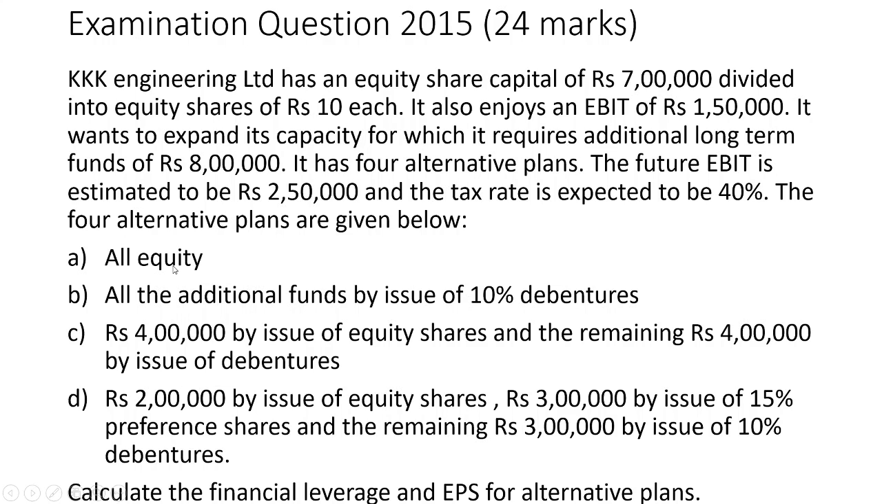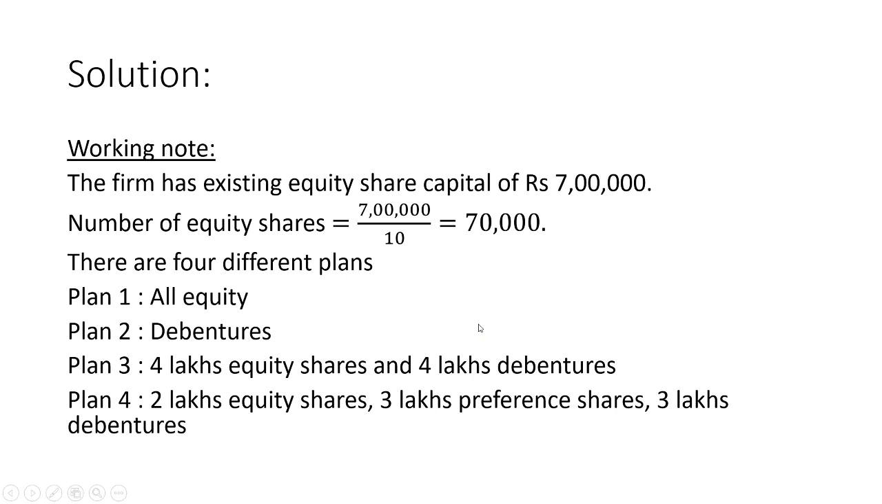There are 4 ways. First way, issuing all equity shares. Second one is issuing debentures. Third one is issuing equity shares as well as debentures. Fourth one is issuing equity shares, preference shares and debentures. So these are the 4 situations. So when the firm raises 8 lakh rupees, the EBIT of the firm is going to be 2,50,000 and the tax rate is 40%. So we will have to prepare a statement of income.